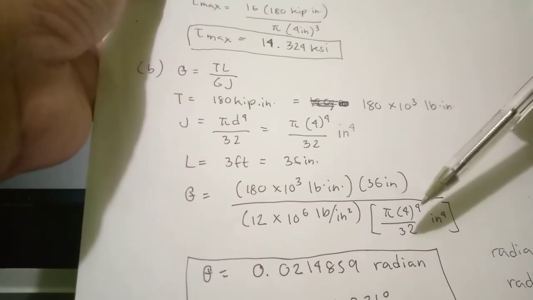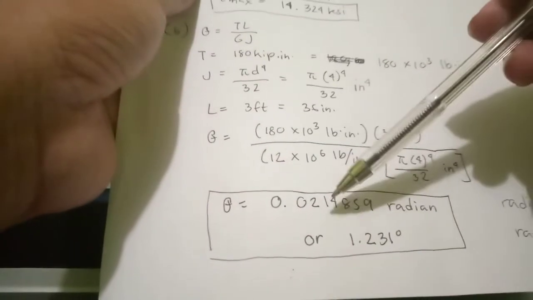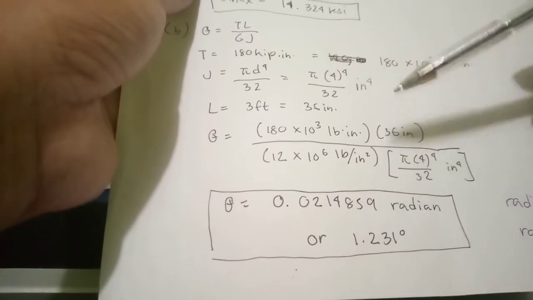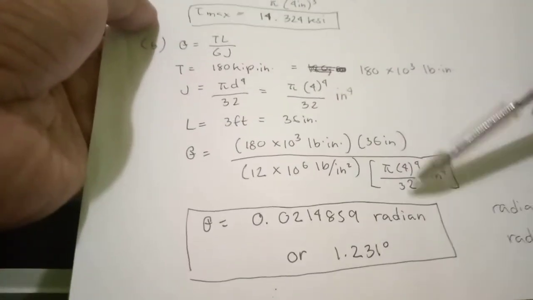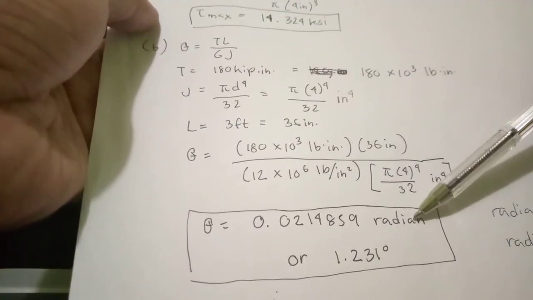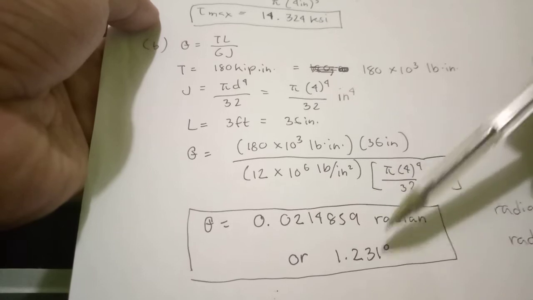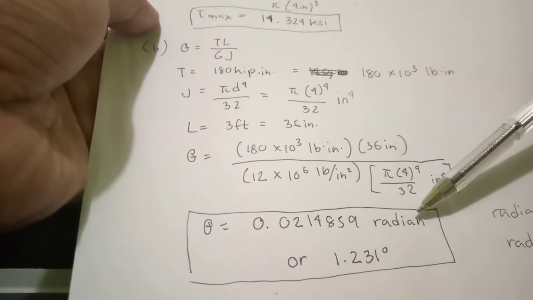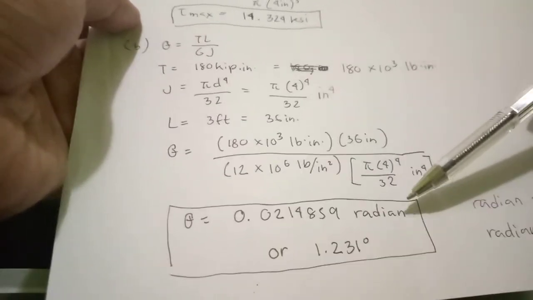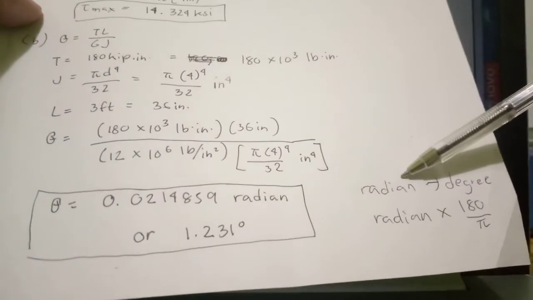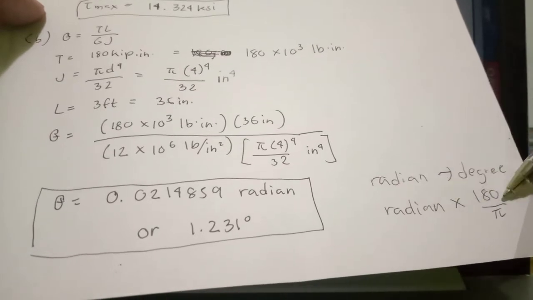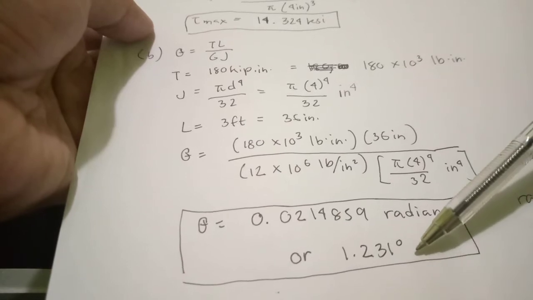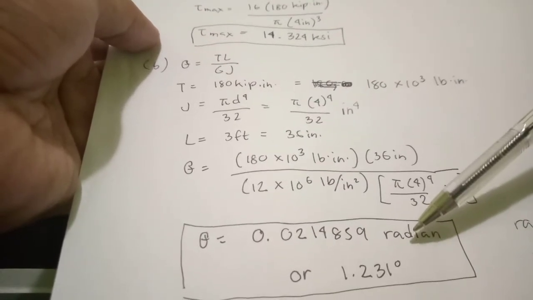Okay, so from this we computed our theta as 0.0214859, and then please do remember that this formula, class, will result in a value in radian. You will not get directly the degrees. So in order to convert your radian into degree, you multiply radian by 180 divided by pi. So if we do that, we get 1.231 degrees. So this is our answer.